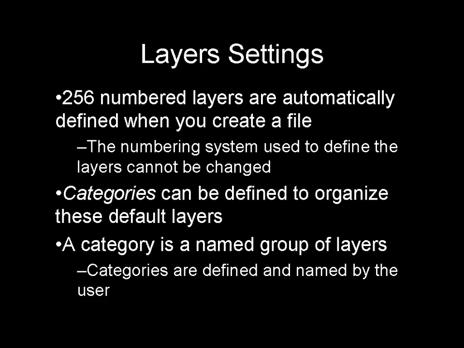In Unigraphics, a set of 256 layers is defined when a new file is created. These layers are numbered and not named, and the labels for these layers, which is the numbering system, cannot be changed. The system does provide for the definition of categories. A category is a named group of layers. By grouping layers into categories, the user is easily able to select, edit, and display related groups of entities.